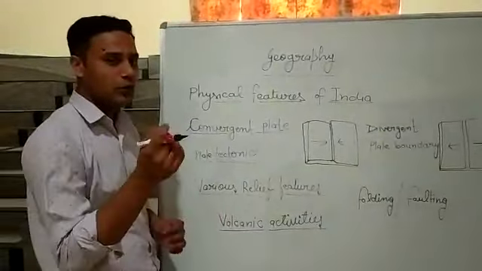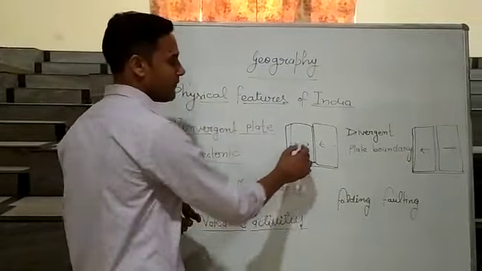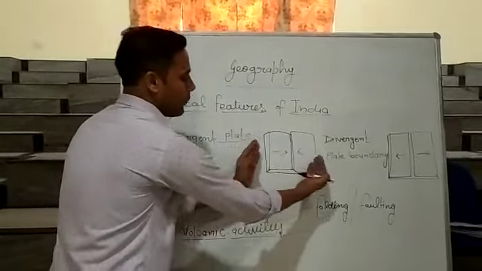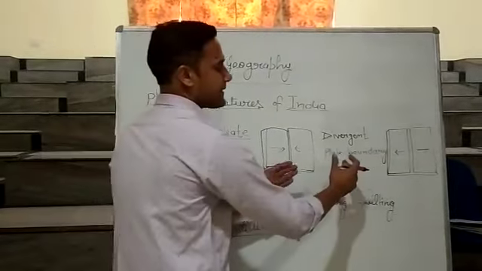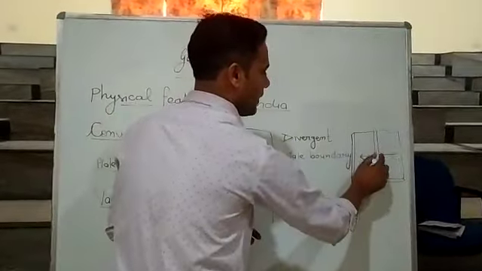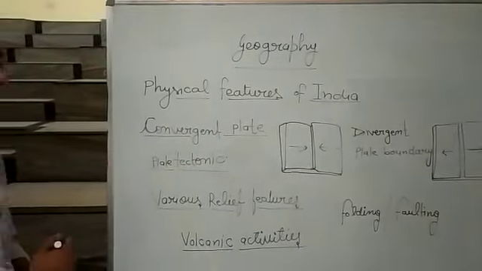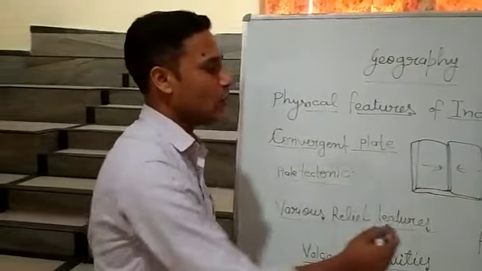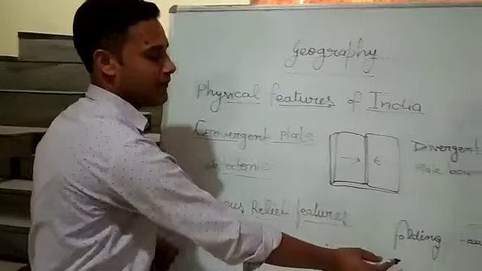Convergent plates: when two plates come together toward each other, as in the example I have written here. When two plates come closer, that is convergent plates, and when two plates go away from each other, that is divergent plates. So if the plates are coming closer, that is convergent, and if they are going away, that is divergent. Now we come to the next point, folding and faulting.